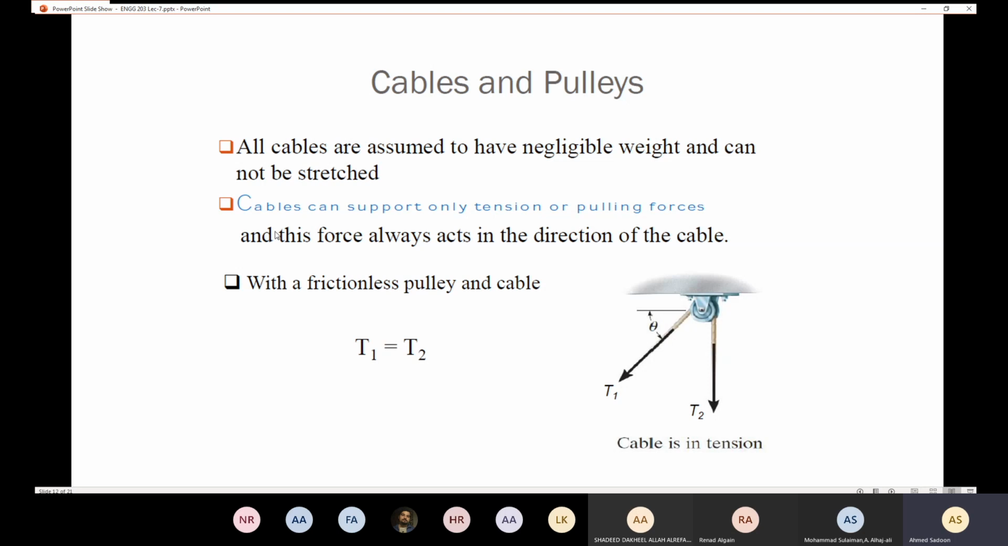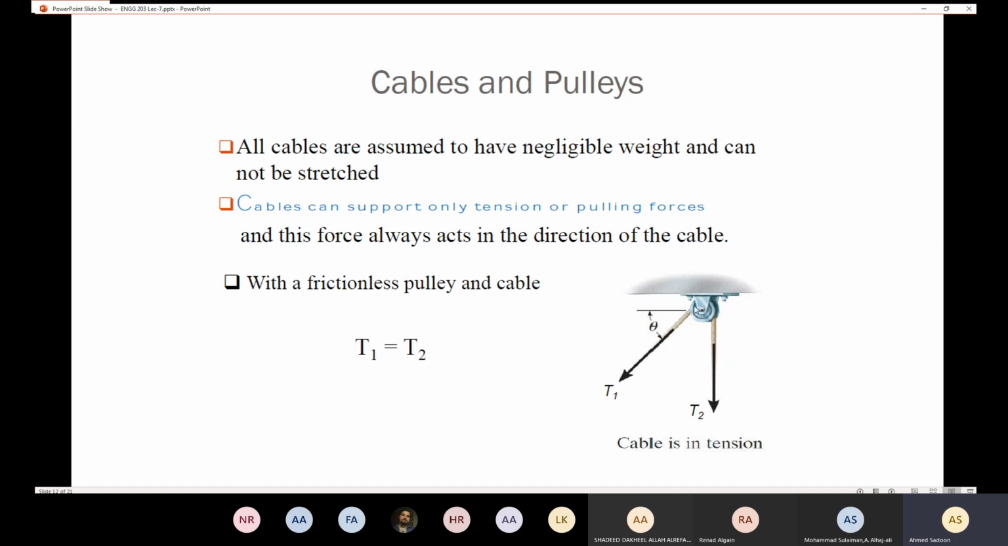And also we know that the cables can support only tension, or pulling force. So this one only supports tension. You can just pull it. You cannot push a cable. It cannot take any pushes. It can only be pulled. And this force always acts in the direction of the cable. So in the direction of the cable here, we are going to have the tension.